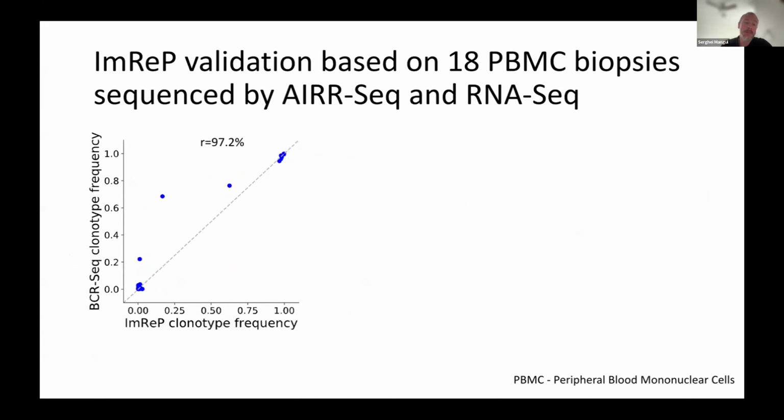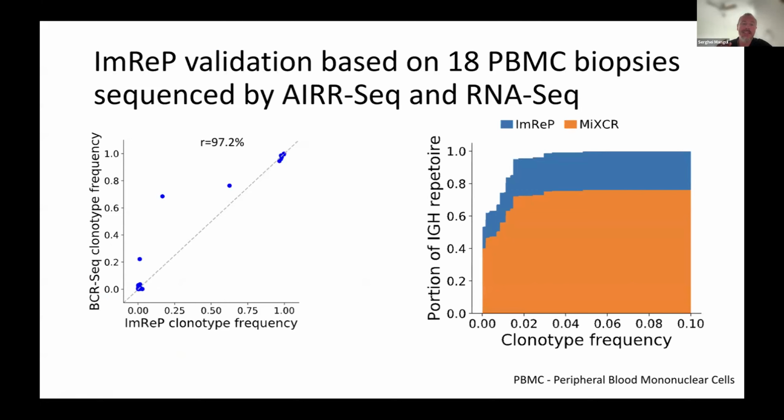For real data, we took BCR sequencing as the truth, and we compare to that. What you can see on the plot, the y-axis would be the truth, or the gold standard, better say, and IMRAP, us, will be on the x-axis. So what you can see in the majority of the cases, we are doing quite well estimating the relative abundance of those clonotypes we have assembled.